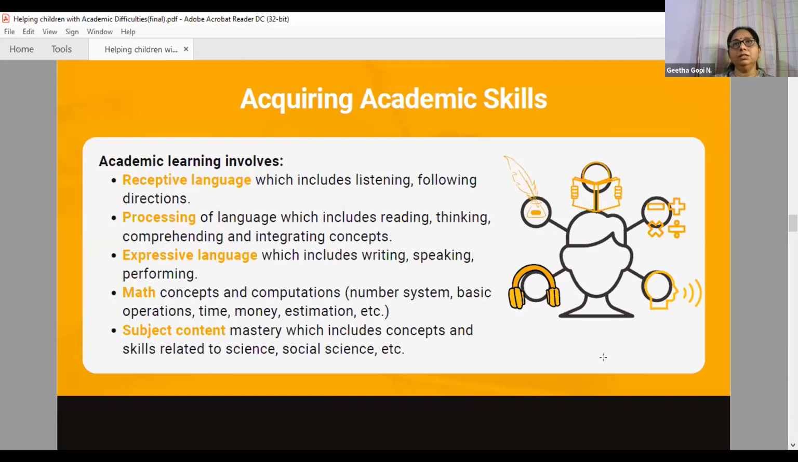Subject content mastery covers the other subjects, other than language and math, that come into the school curriculum, which includes concepts and skills related to science, social sciences, economics, etc., art, and physical education. All these things come under subject content mastery. So academic learning is a confluence, or a sum total, of all these things acting together in a harmonious fashion for children to acquire and move through their school curriculum.